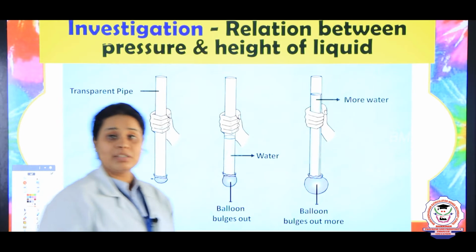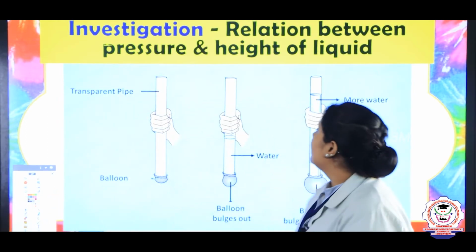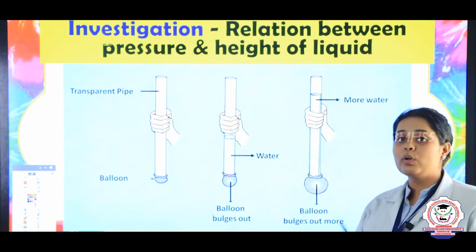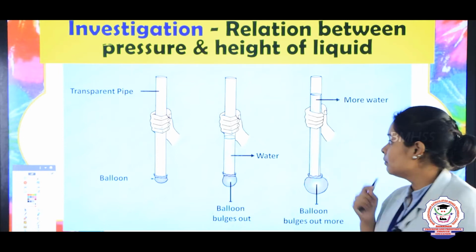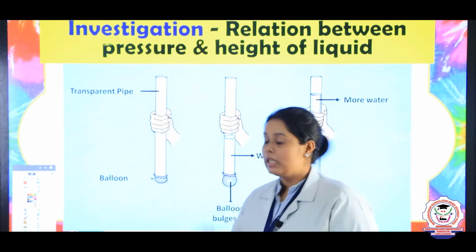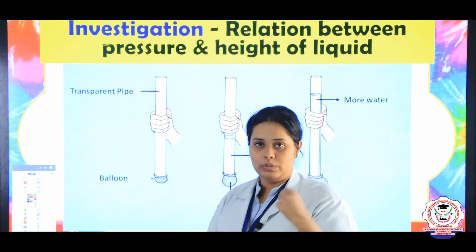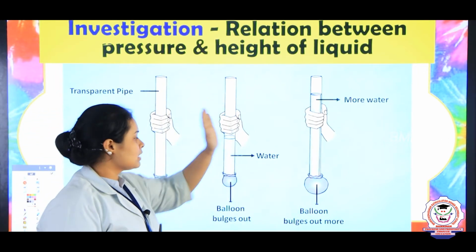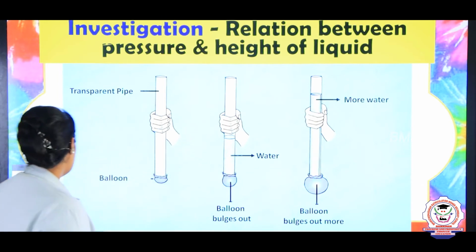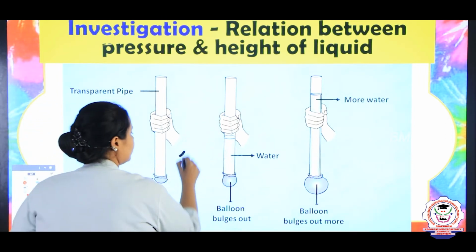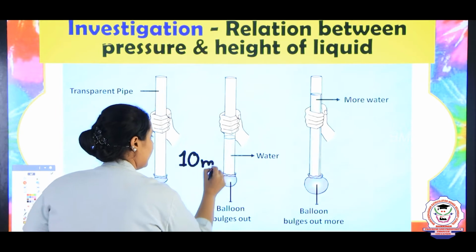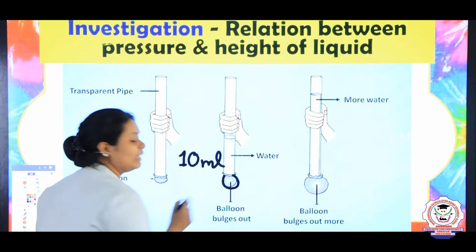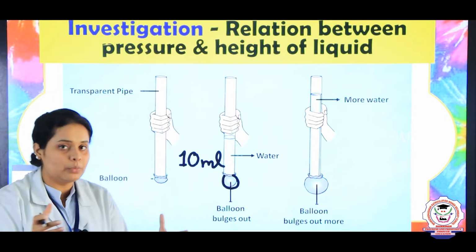Now let us first see the relation between the height of the liquid and the liquid pressure. First we take a pipe. In this pipe, below, we attach a balloon, okay. After attaching the balloon, in the first test tube you put 10 ml of water. When you put it, you will see some increase in size, that is, bulging in the balloon, right.